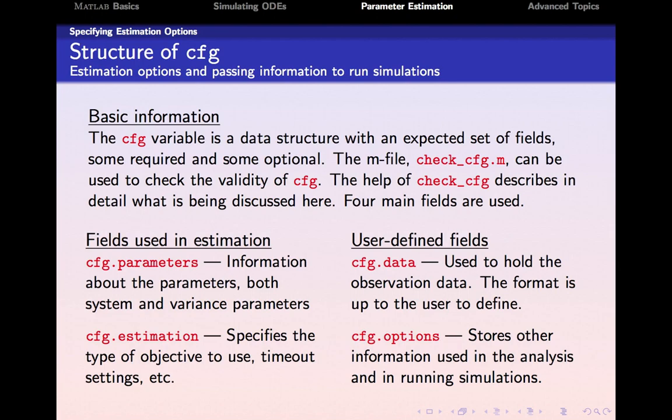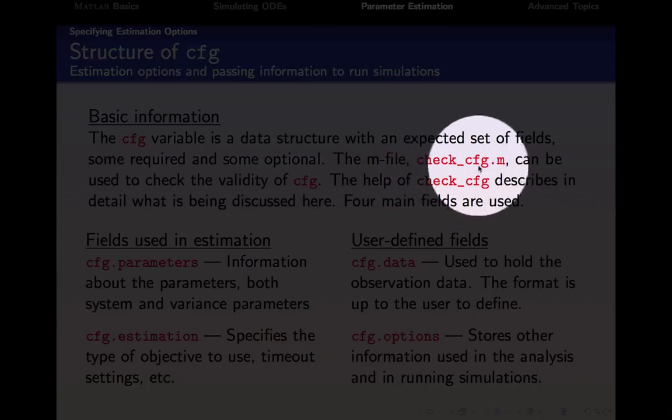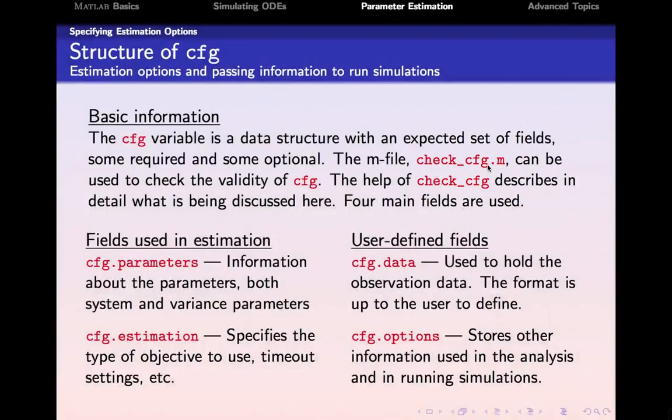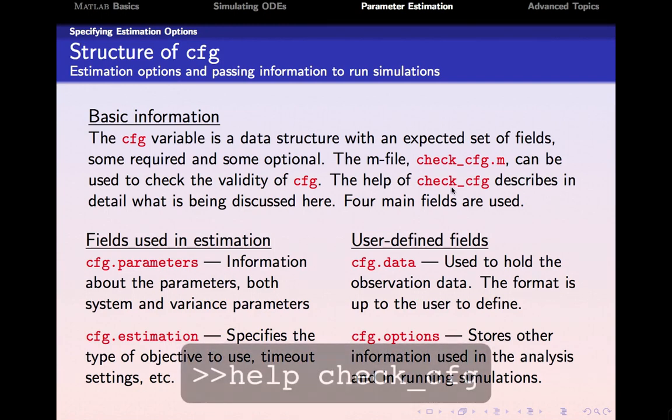So I've created an M file called check_cfg.m. You run check_cfg with CFG as an argument, and it'll look through CFG, look at the different fields, look at their contents, and try to tell you if there's any problems with it. And if you're looking for one location where you can determine the format for CFG, you look at the help for check_cfg, and it'll describe in detail what's being discussed here.